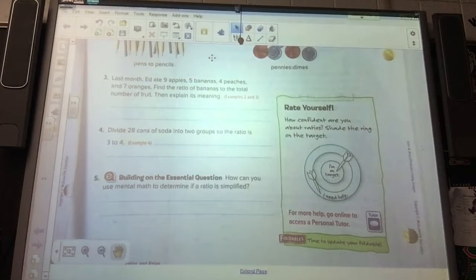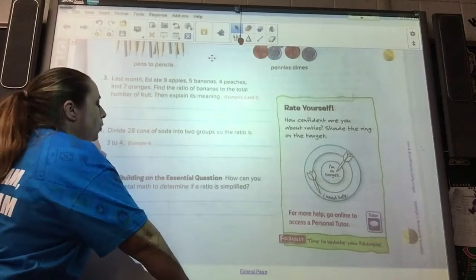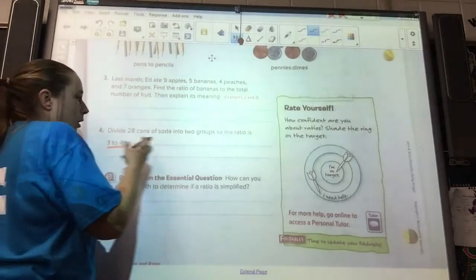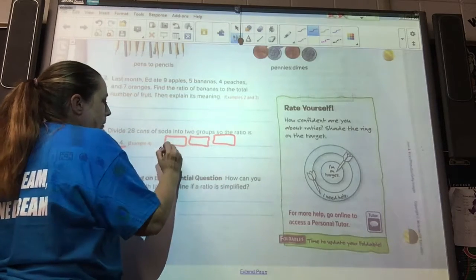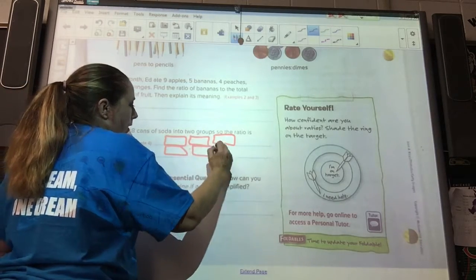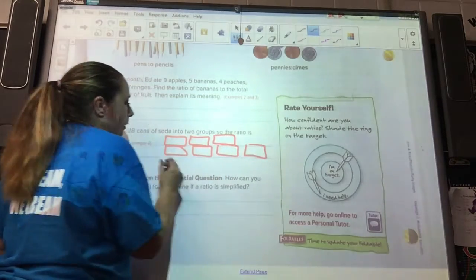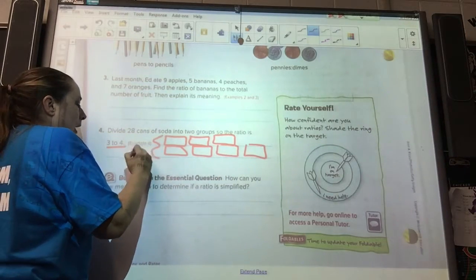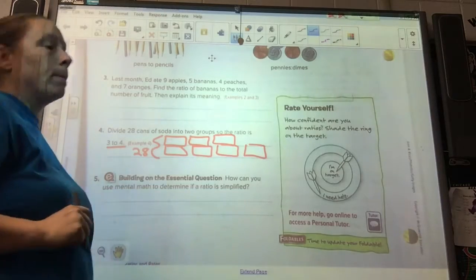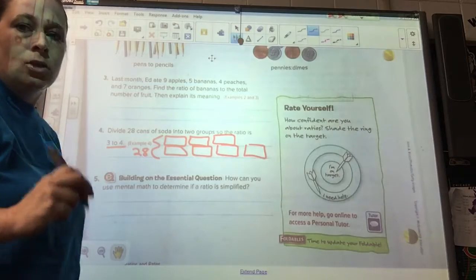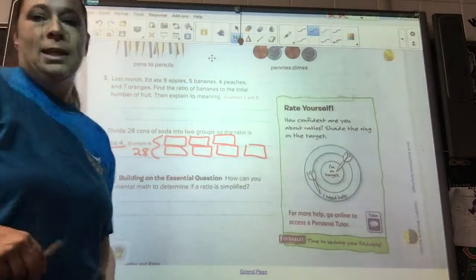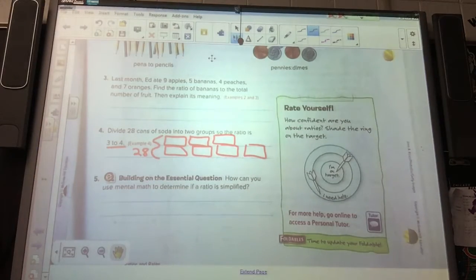All right, number 4 says, divide 28 cans of soda into 2 groups so the ratio is 3 to 4. 3 to 4. So I'm going to make 1, 2, 3 boxes on the top. 1, that was a horrible box. 2, 3, 4 on the bottom. 3 to 4. And our total cans, 28. So altogether we have 1, 2, 3, 4, 5, 6, 7 boxes. 28 cans has to be divided into 7 boxes. 28 divided by 7.